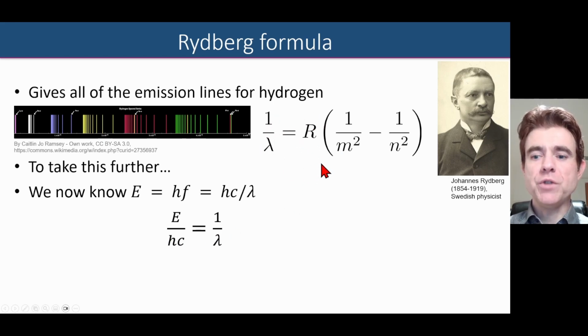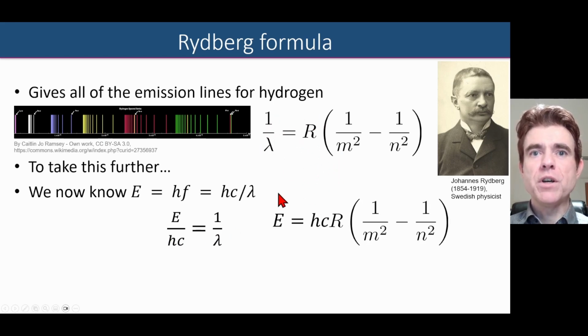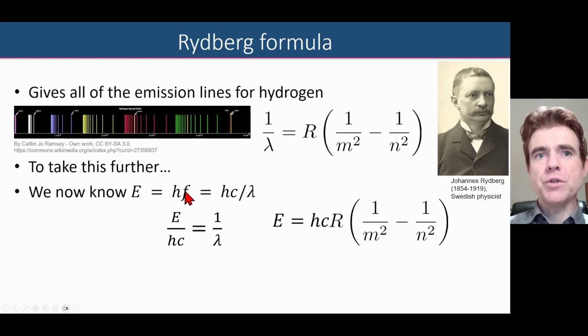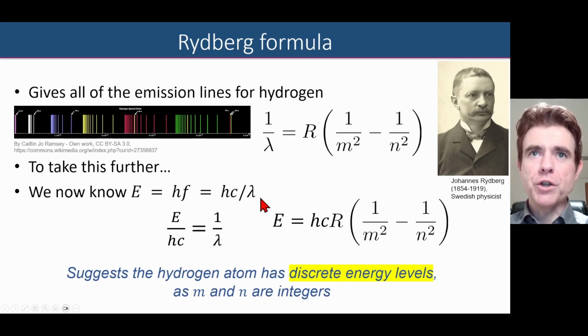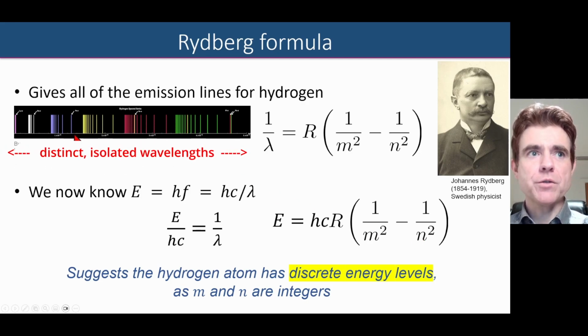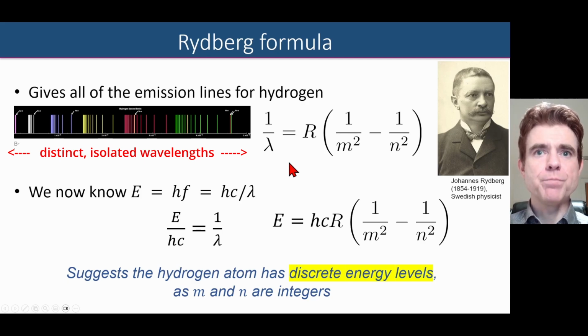which allows us to substitute into the Rydberg formula and to see immediately that if there are discrete wavelengths, there must also be discrete energies. It stands to reason, since energy is related to frequency and therefore also related to the wavelength. So looking at the Rydberg formula and E equals hf, we can see that the hydrogen atom looks like it has discrete energy levels, given again that m and n are integers, which means those energies cannot be arbitrary values, but they're going to have very distinct spacings as shown in the hydrogen spectrum.